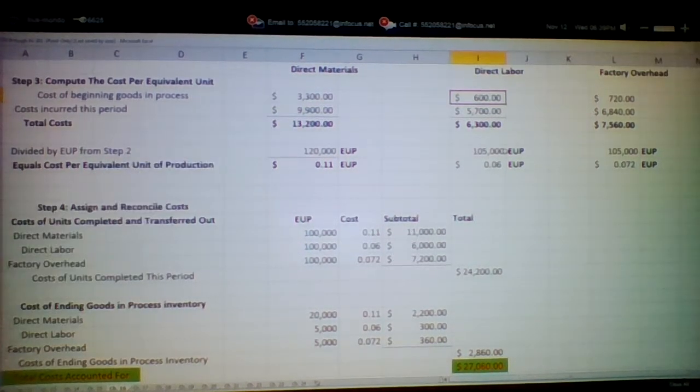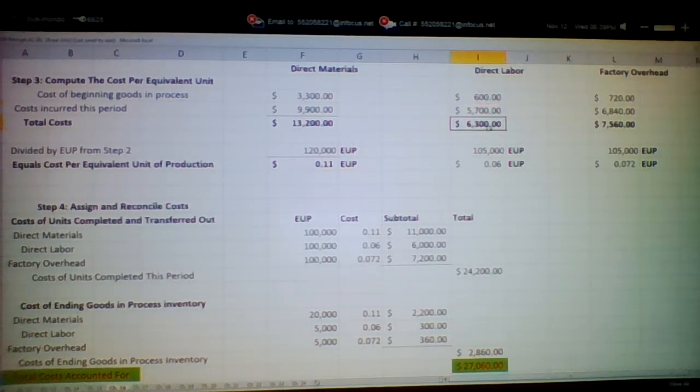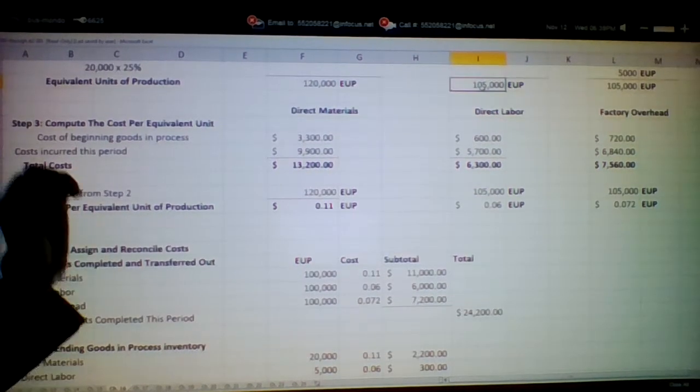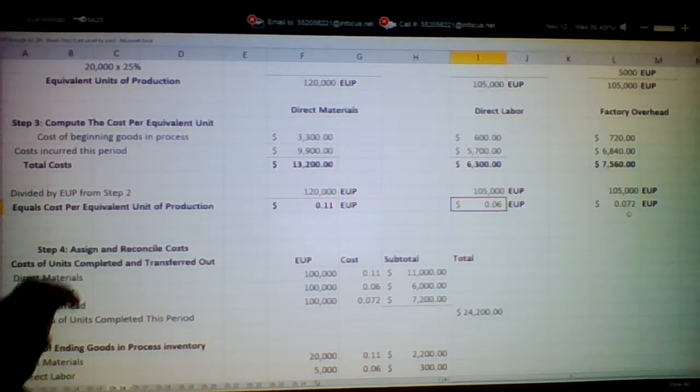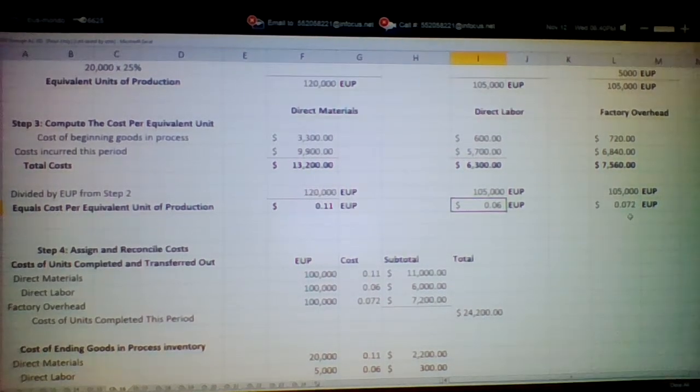Direct labor, we had 600 to begin with. We incurred 5,700 for a total of 6,300. Our equivalent units of production, as far as direct labor was concerned, is only 105,000 units. So we would divide that up by that 105,000 to get 6 cents per equivalent unit of production. And then you do the same process with factory overhead, beginning costs plus your incurred, and then divide that over your equivalent units of production to get your cost per equivalent unit of production.